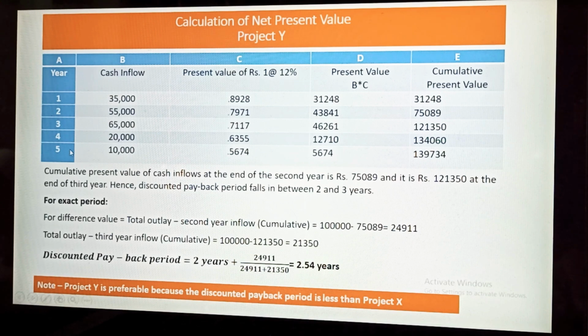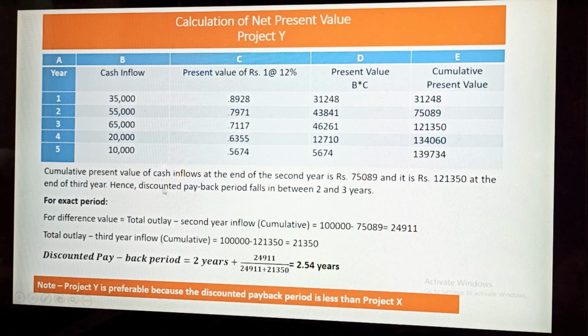Go to section A, year is given. Section B, cash inflow, it is given in the question, 35,050. The same way we will find the present value of ₹1 at the rate of 12%. You will find this value. Then in section D, you have to multiply B into C. You will find this value. Then the cumulative, the same way you will do, and you will find this value.